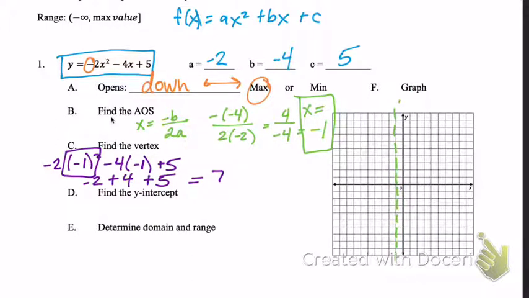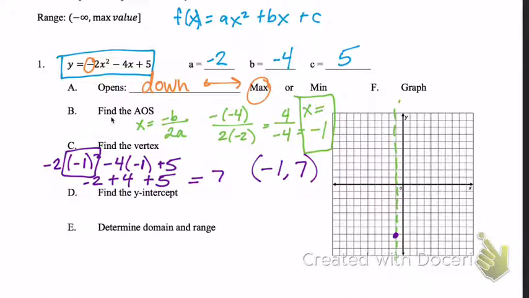So my vertex will always be in ordered pair form. So the ordered pair would be negative 1, comma, 7. Normally, whenever you're graphing these, you are going to show me 3 different points. And so in this next case, if I find the y-intercept, then that will be a second point, and then I'll show you how we can get the third point from that.